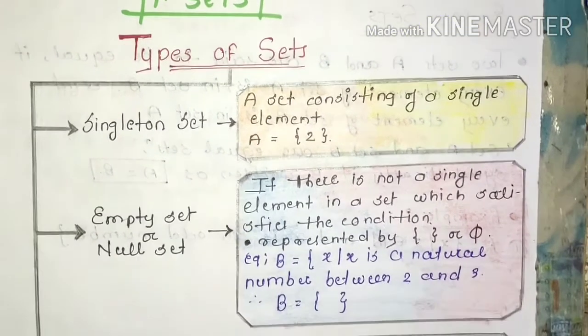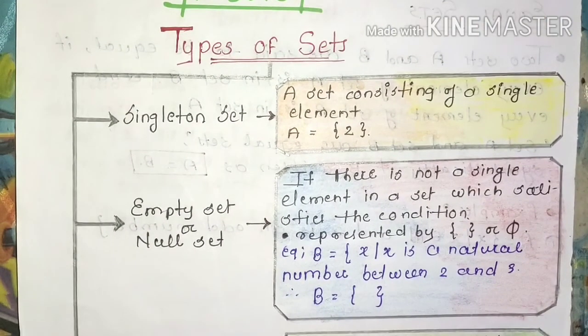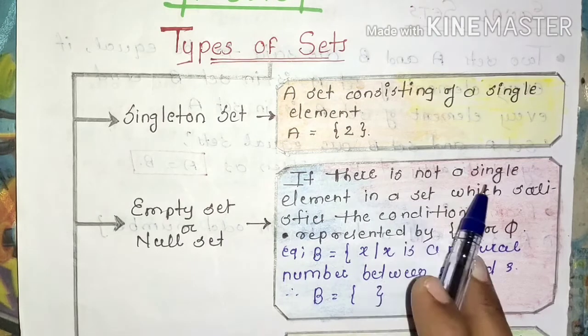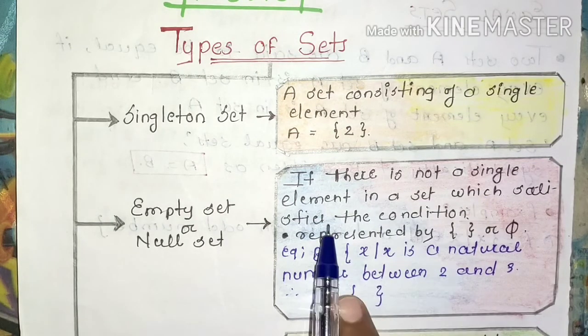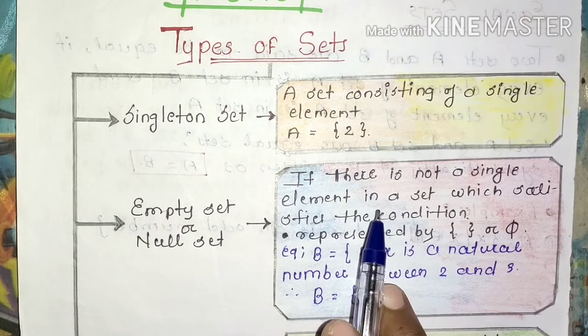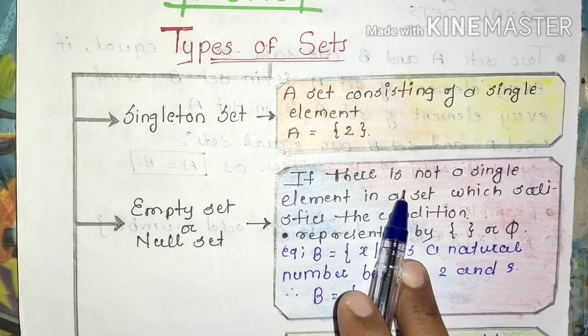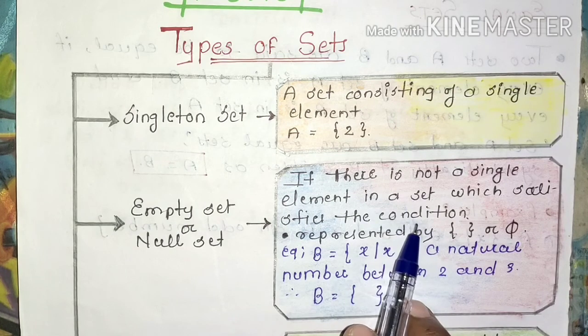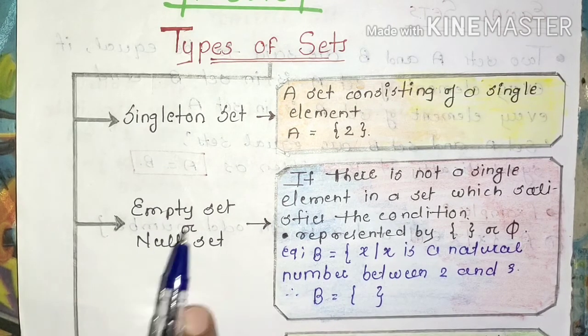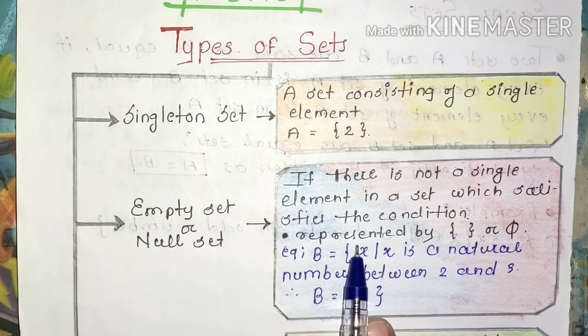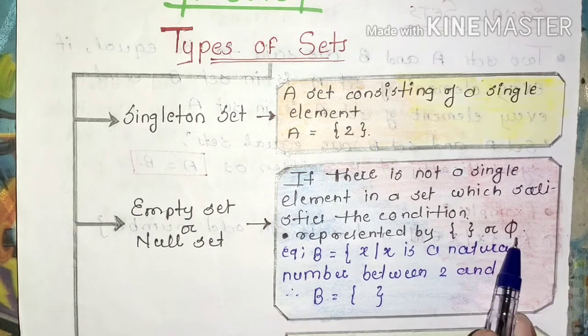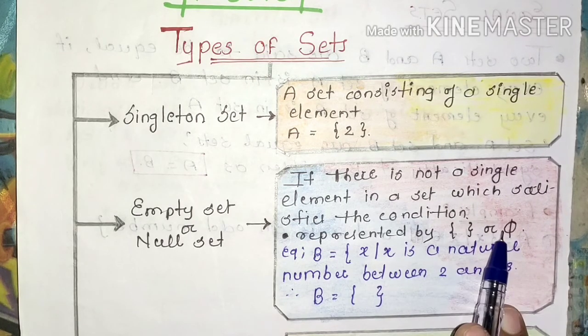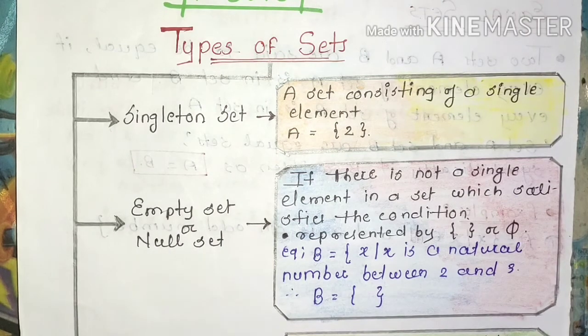Okay, next we have the empty set or null set. The word itself indicates what is meant by empty. Empty means जिसमें बिल्कुल कुछ भी नहीं है. If in a set there is not a single element which satisfies the given condition, it is called the empty set or null set. ये जो empty set है और null set है represented by this or this. These two symbols indicate the empty set or null set.